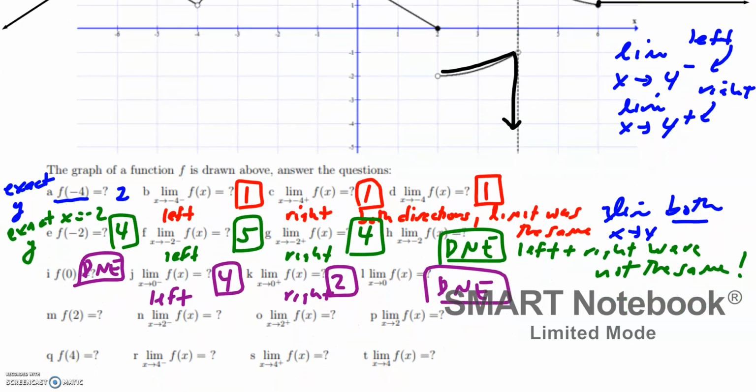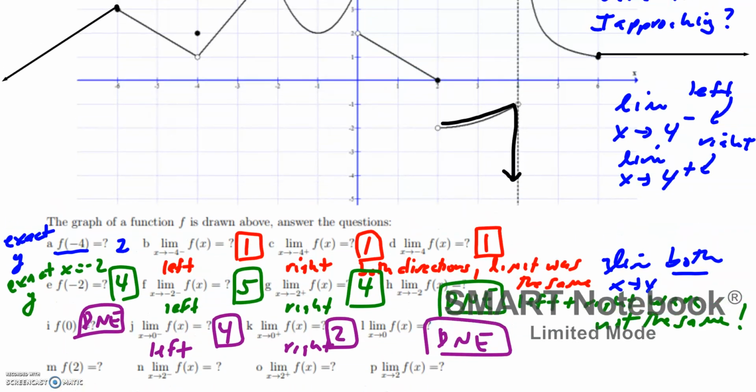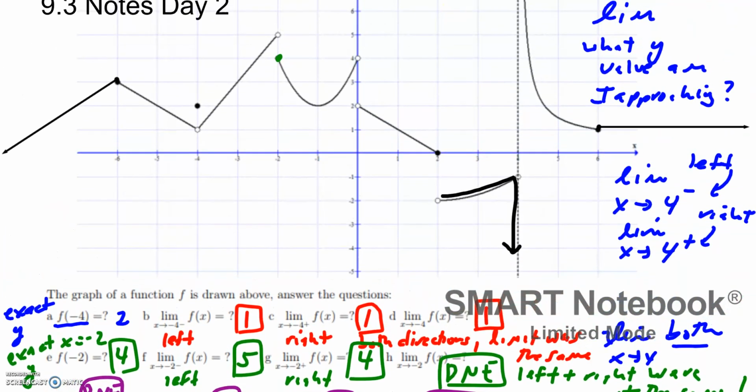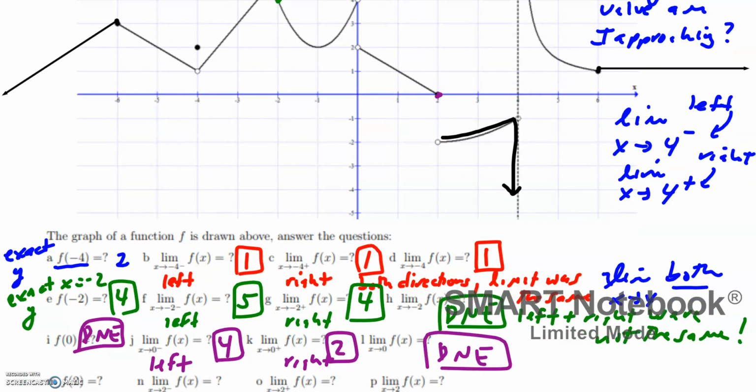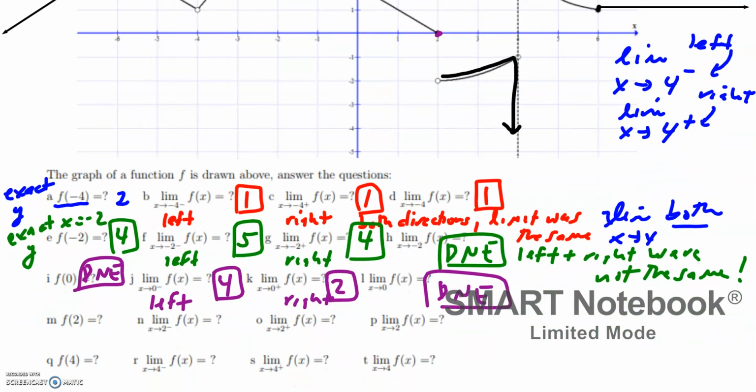So if we take a look, anyway, at part M, let's take a look at f of 2. So we're looking at the x value of 2. So if we look up and down here, is there any y value that exists up and down here? Yes, right there, the y value is 0. So at x equals 2, the y value is 0.